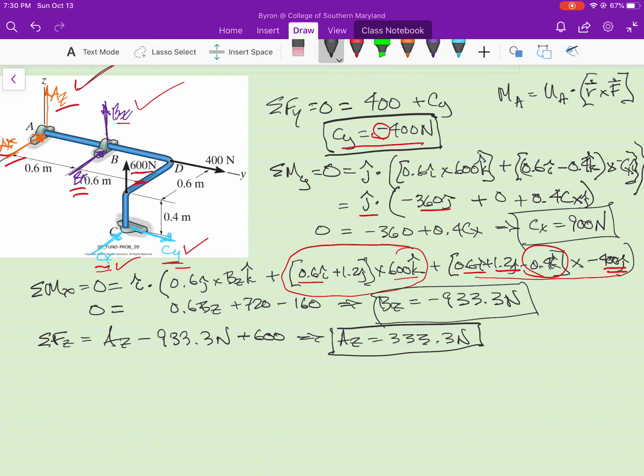Okay, that leaves A sub x and B sub x. So it's not going to do me any good to sum forces in the x direction yet. So I'm going to have to write my last moment equation. I've summed moments about y, summed moments about x, so now I'll sum moments about z.